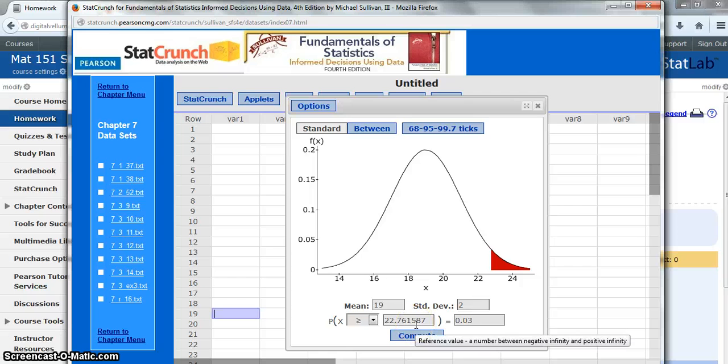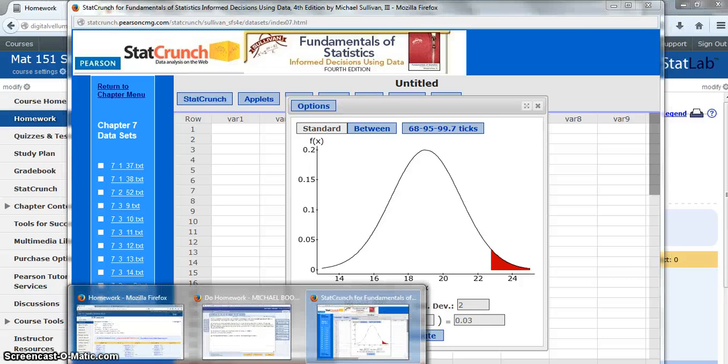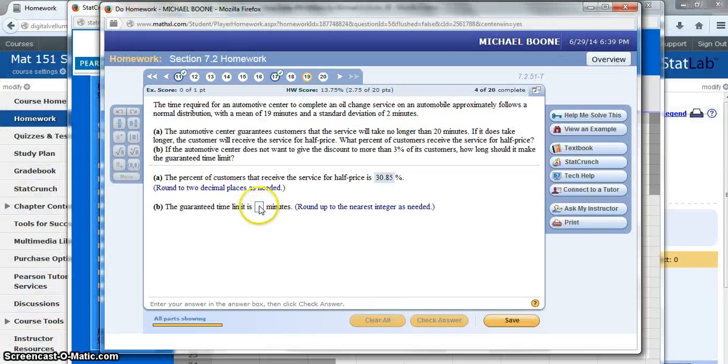But if I wanted only 3% of the population to get the 50% off, that means 22.76 minutes is what I'm looking at. So 22.76 minutes. If they go over that, then the customer will get it for free or half off. So let's see what they're looking for. Round up, so I'd be looking at 23 minutes.